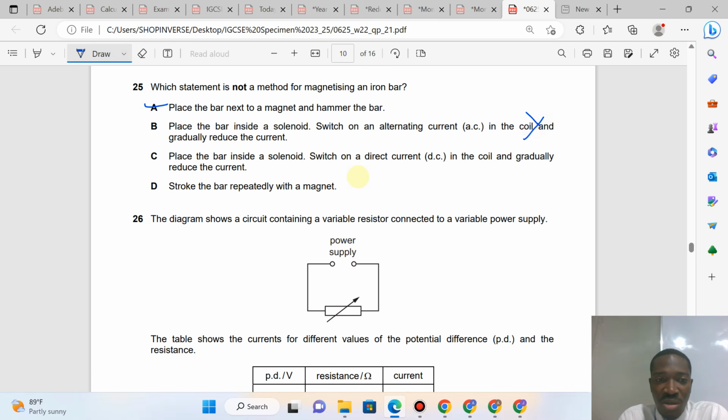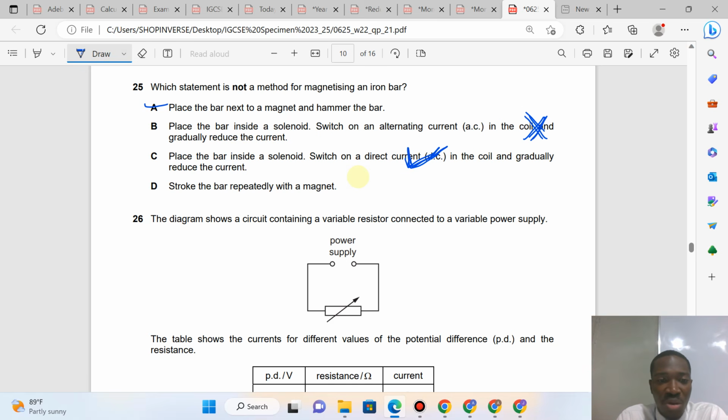You don't use alternating current to magnetize an iron bar. Option B: place in an alternating current and gradually reduce the current. You don't use a varying alternating current to magnetize the bar. Option C: place the bar inside the solenoid, switch on a direct current, DC, in the coil and gradually reduce the current. DC can be used to magnetize, okay? Whether you are increasing the current or reducing the current, DC can be used to magnetize.